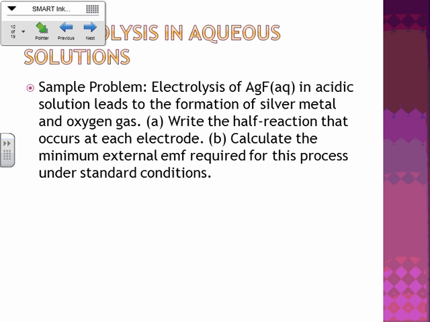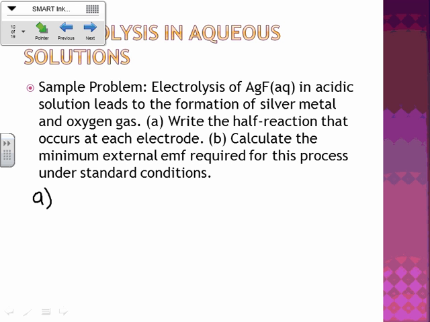And then I'm looking at this one: electrolysis of AgF in acidic solution leads to the formation of silver metal and oxygen gas. Write the half reaction that occurred. Okay, now this might be useful, writing the half reactions that occur at each electrode, but again, calculating the minimum external EMF required, I've never seen that kind of question on an AP test, so I'm not going to talk about that now. Okay, so let's just do part A here, because then we can think a little bit more about what's happening with electrolysis.